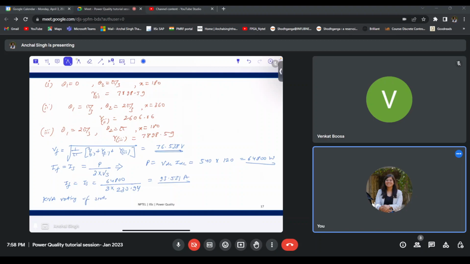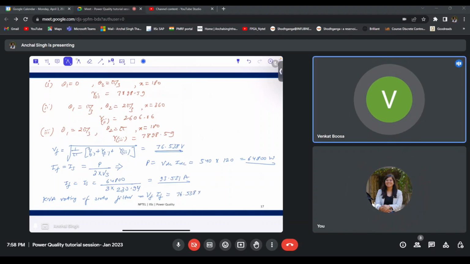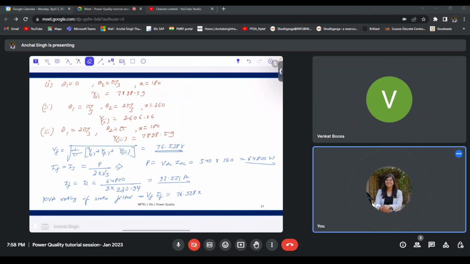Now we know that the kVA rating of the series filter is equal to Vf into If, which is equal to 76.5. Madam, here after designing for unity power factor, are you writing IS or IF? Sorry? Here IF is equal to IS is equal to P by 3 into Vs, madam. But generally we write P by 3 into Vs into cos phi, madam. Means it is designed for unity power factor already. Yes, in the question it is given for unity power factor. We are designing for unity power factor. It is not already at unity power factor.